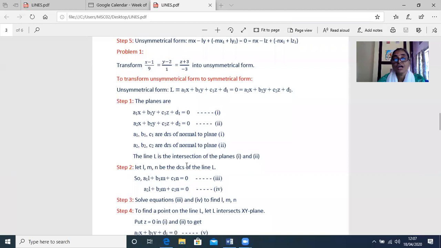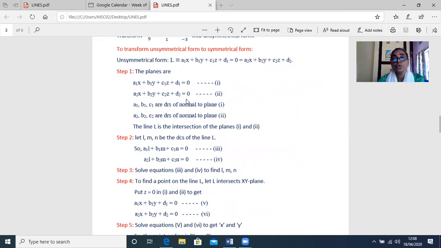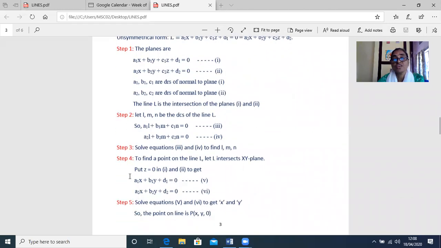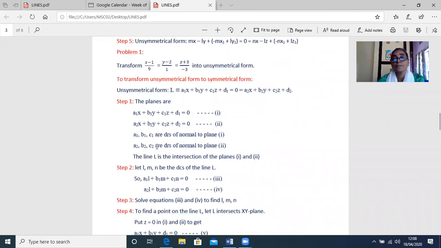So this is a very important problem, girls. You need to transform the unsymmetrical form to symmetrical form while doing some problems. And also you may expect this problem for short answers. So please follow the step-by-step procedure to transform the unsymmetrical form of the line to the symmetrical form. I think it is clear to you girls. Take the given planes.